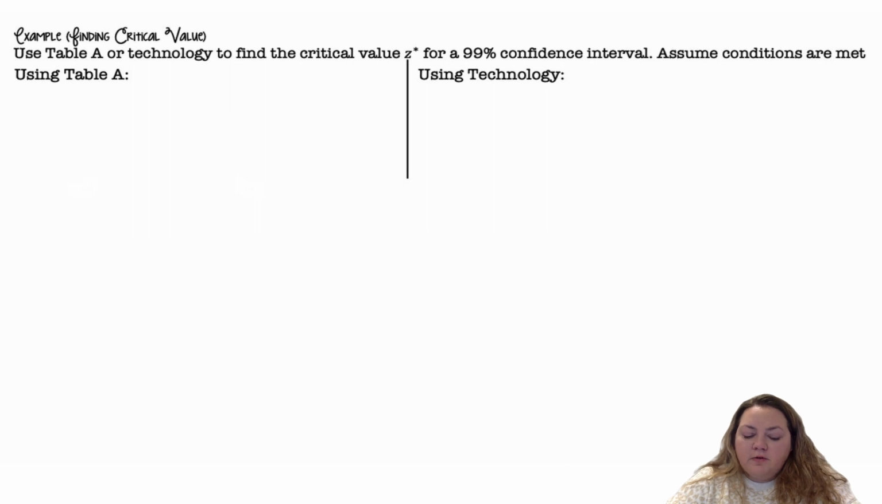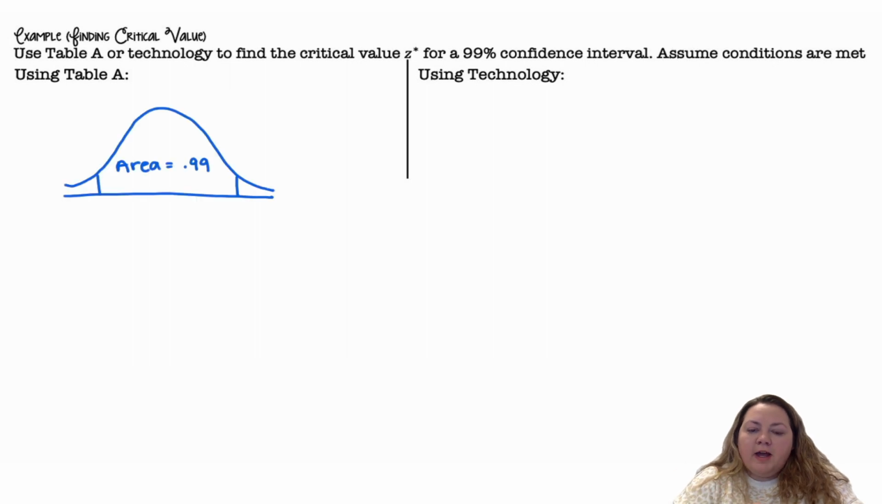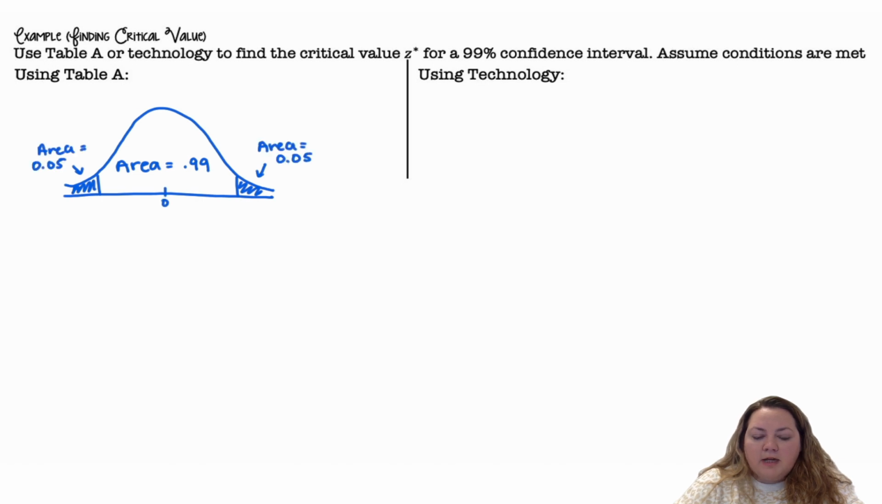All right, finding the critical value. We could use Table A, which is the z table, or we could use technology. I'm going to go over both for a 99% confidence interval. Assume the conditions are met. The z-scores come from the normal distribution, so I have a normal curve, and I have 99% taking up the center area. Well, that would leave me with 1% left over, and that's split up between the two tails. So each area would be half of a percent.